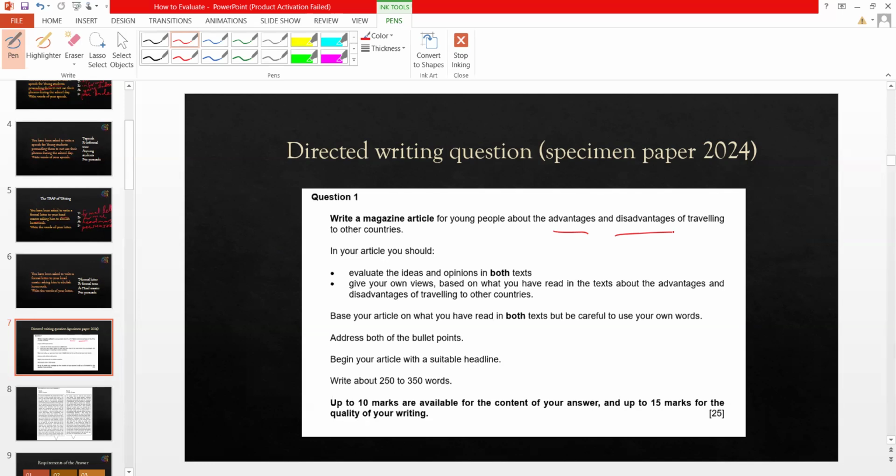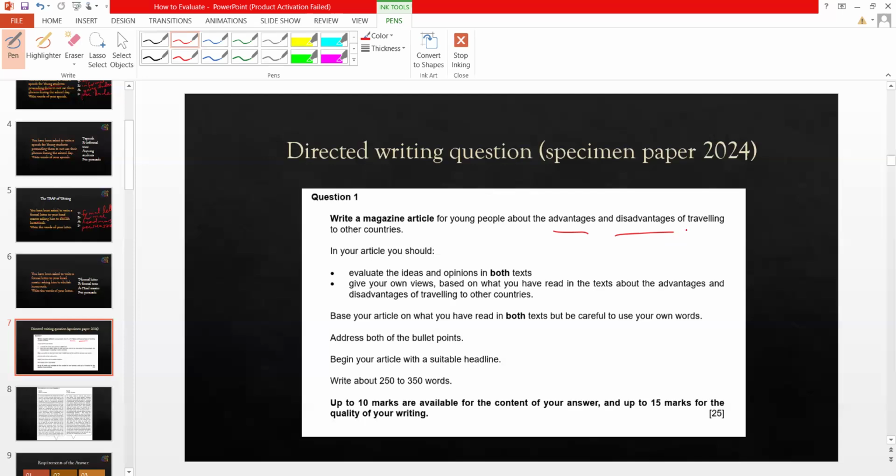So, let us discuss it later. Advantages and disadvantages. That means two different texts are given. In one of the texts, they just tell you about the advantages of traveling to other countries, and in the other text, the disadvantages of traveling to other countries. So you have to evaluate and you have to give your own opinion, whatever the question says.